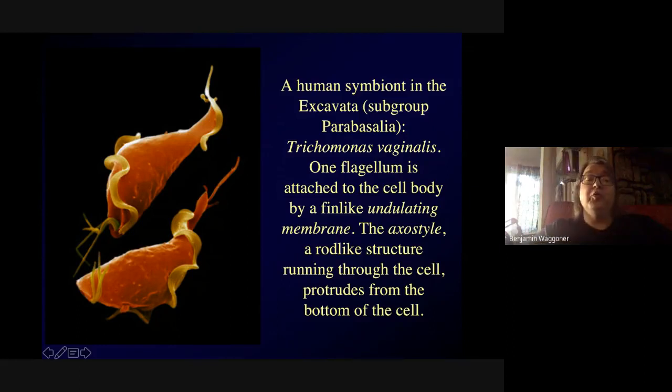There's a structure made of proteins that forms a rod that runs through the cell. It's called the axostyle. And in these, you can actually see it protruding out of the bottom. That red thing sticking out of one of the cells, at the center right, is the axostyle. Under light microscopy, it's not quite as easy to see, but I did see that in my live Trichomonas as well.